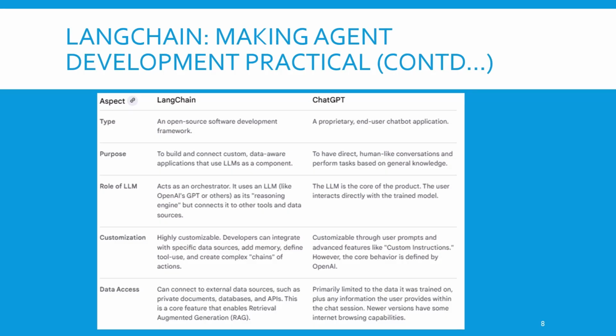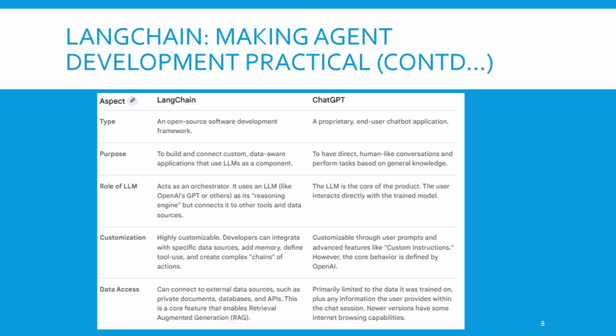Then, as far as customization goes, LangChain is highly customizable, and developers can integrate their specific data sources like memory, defined tools, and create complex chains of actions. ChatGPT is also customizable. We can have custom bots and custom prompts, but the core behavior is defined by OpenAI. But we can have custom GPTs.